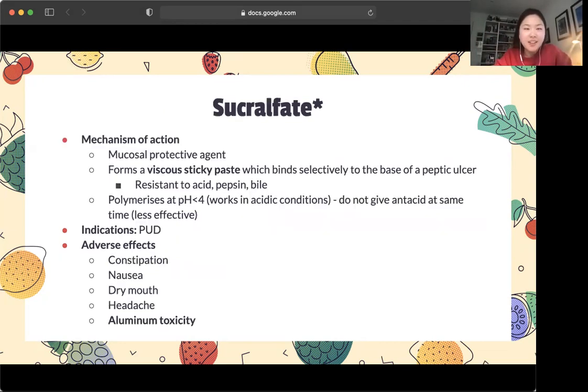Oh, okay. And then we've got sucralfate. I never know how to say any of these drugs. Basically, it's a viscous sticky paste, which binds selectively to the base of the peptic ulcer. Main thing to note is that you can't give an antacid at the same time because it's going to be less effective, because it works in acidic conditions. So don't give them antacid or it's not going to work as well. I think the main adverse effect to note is aluminium toxicity.